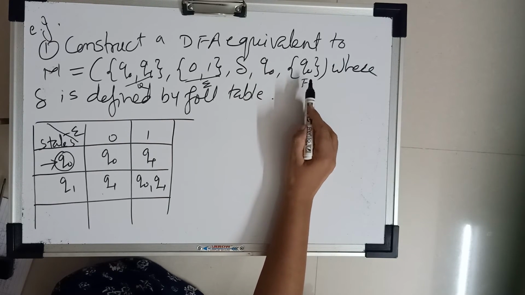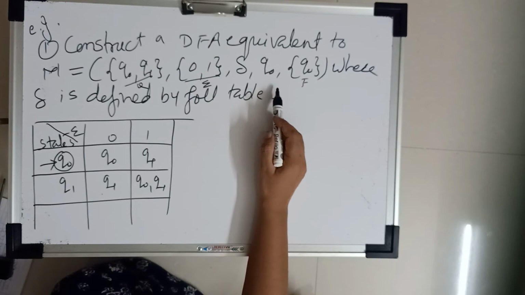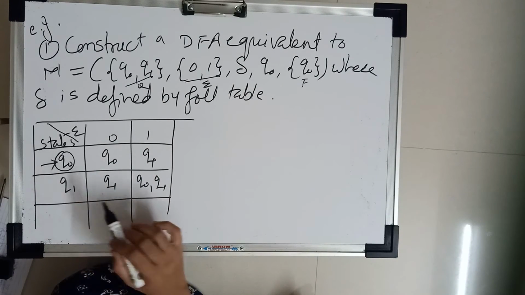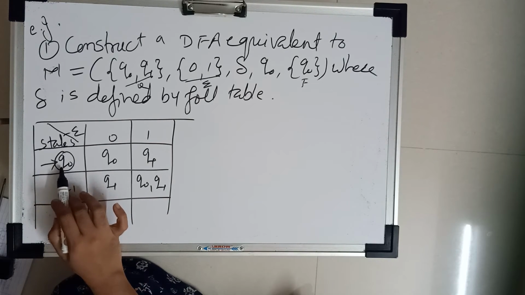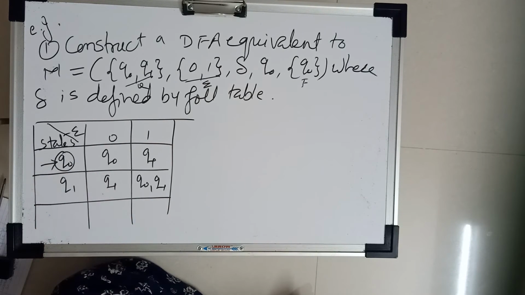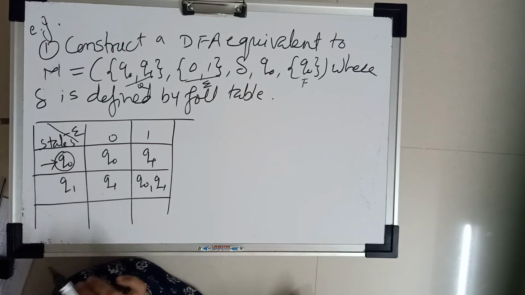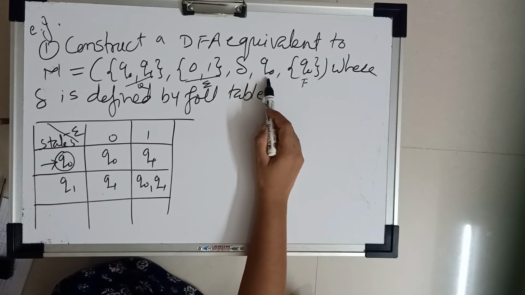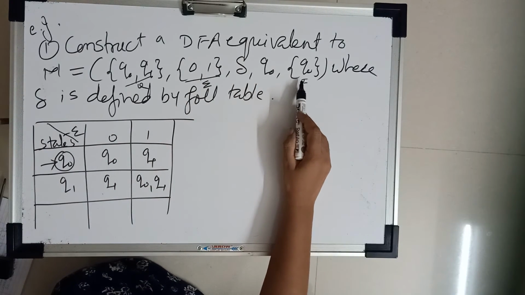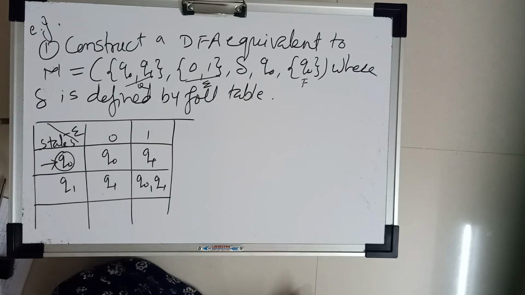So here Q0 is the final state. It means the same state is initial and final. Here delta is given, and in this table an arrow is given for this state, which means it is the initial state, and a circle means the same state is the final state. Sometimes in the table the arrow and circle are not given, but they are given in these values. It means the fourth value is your initial state, and the last notation is the final state. So here Q0 is your final state.